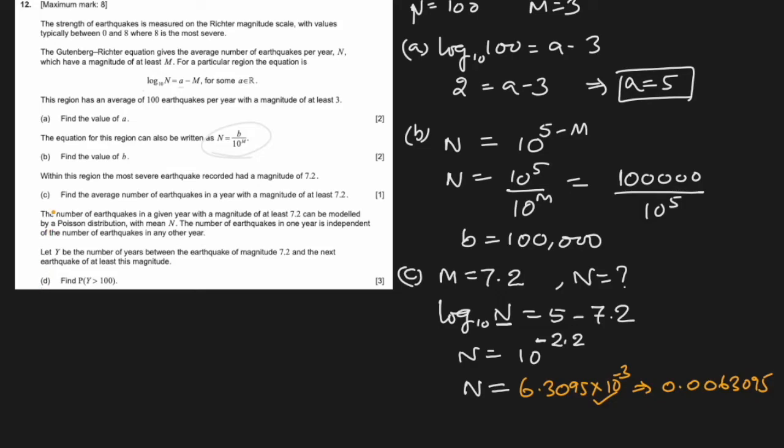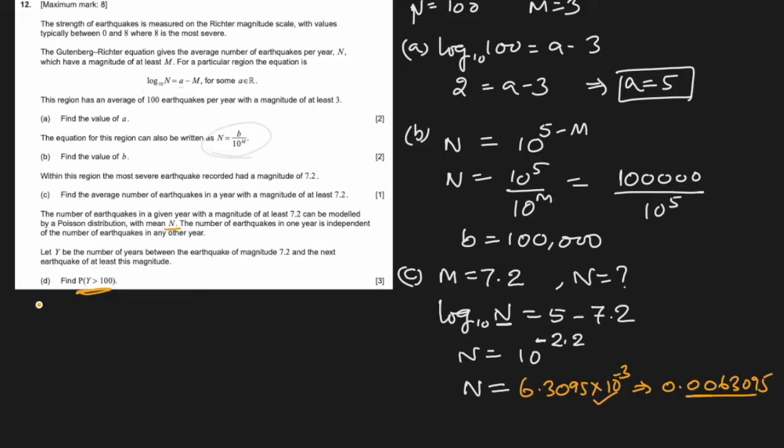Next, the number of earthquakes in a given year with a magnitude of 7.2 can be modeled by a Poisson distribution with mean n. So n we just got. The number of earthquakes in 1 year is independent of the number of earthquakes in any other year. Let y be the number of years between the earthquake of magnitude 7.2 and the next earthquake of at least this magnitude. Find P(y is greater than 100). That means there is no earthquake in 100 years. That's what they're saying. It will be after 100 years.